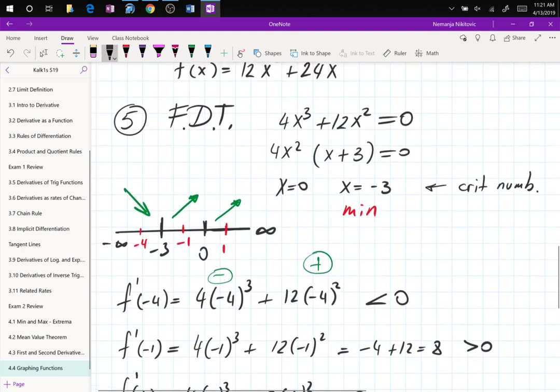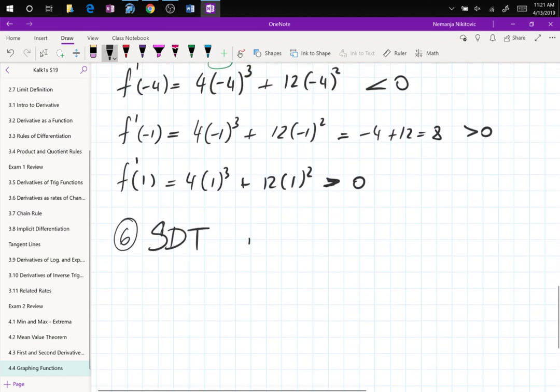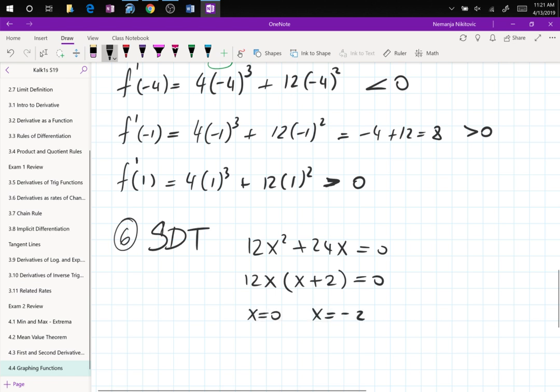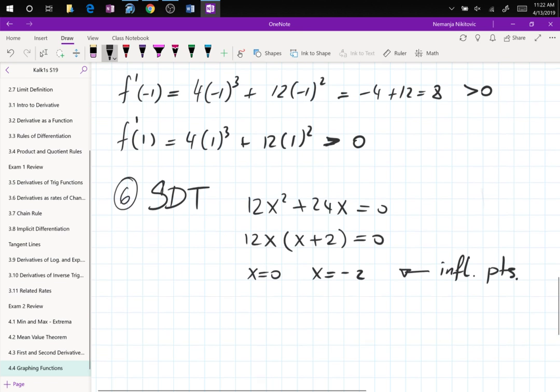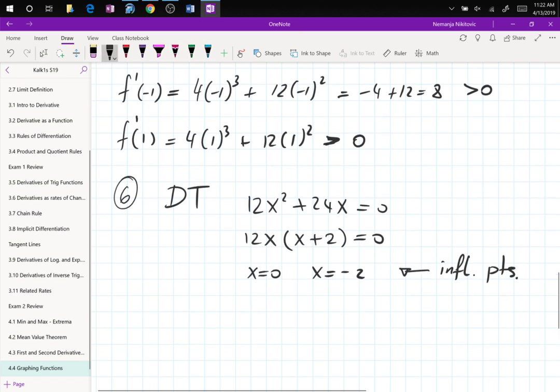We take the second derivative, which was 12x squared plus 24x equal to 0. That's 12x times x plus 2. And that's x equal to 0 and x equals negative 2. And those are your inflection points. So now we have 0 and negative 2. Okay, good. So now partition at negative 2, partition at 0, and we have our infinities on each end.